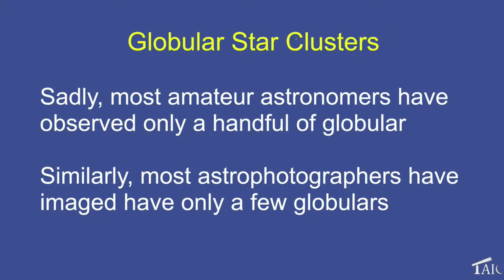Okay, so as I was saying, sadly, most amateur astronomers have observed only a handful of globulars. And this seems to splash over into astrophotography because most astrophotographers have imaged only a few globulars. And if you check out the web pages of some prominent astrophotographers, you'll see they've got lots of images of galaxies, nebulae, solar system objects, and an obligatory image of M13 and/or Omega Centauri, but very few globular star clusters.